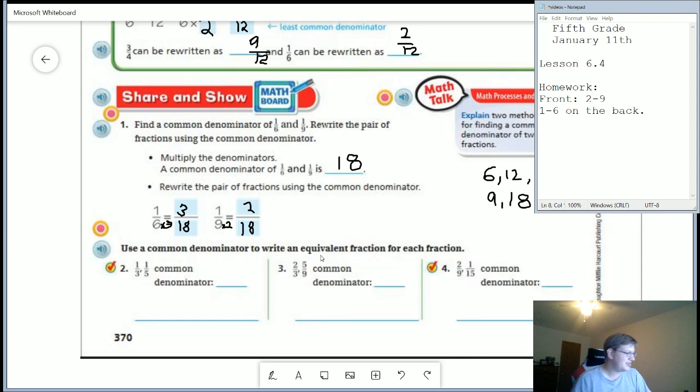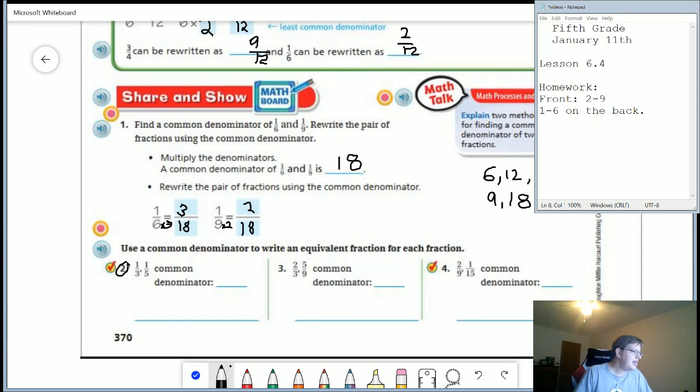I would like you to do, let's do number 2 and number 4. I will say that number 3 is relatively easy because I can actually count by threes to get to 9. So I'm only having to change one of the two fractions for that.